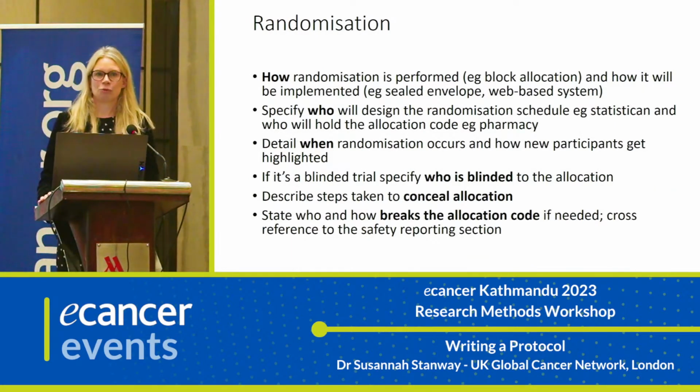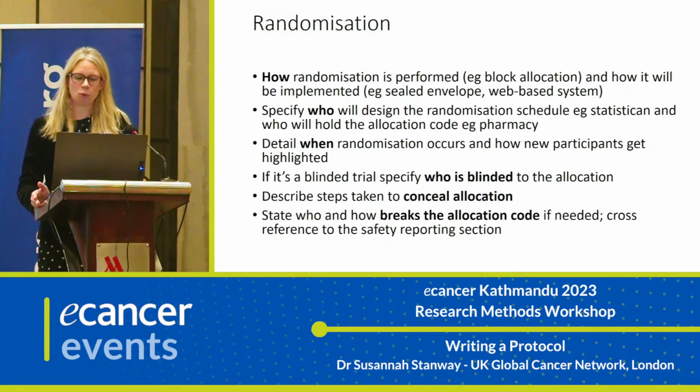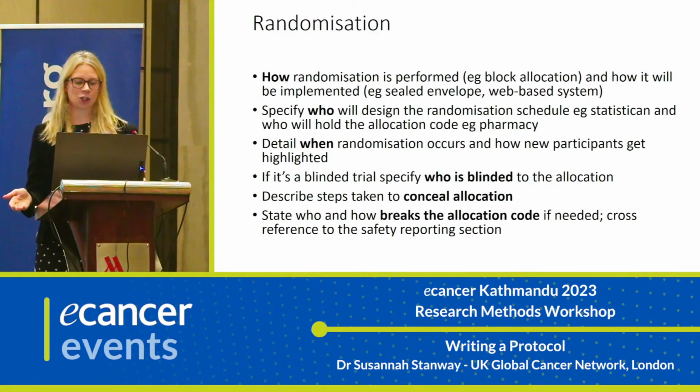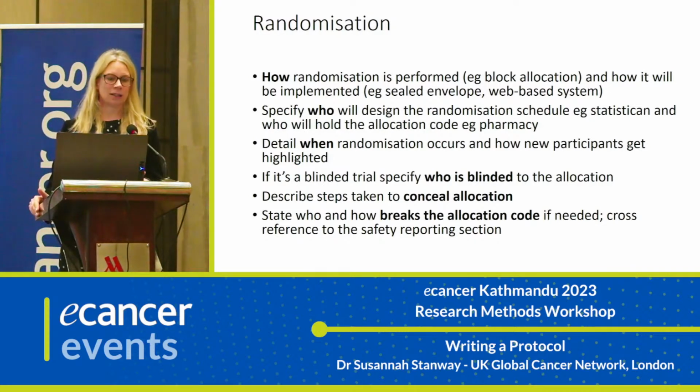Then there should be a section on randomization, if it's a randomized study, and how it's going to be performed. So there are 4 main ways of randomization, for example, stratification, minimization, block allocation, or simply tossing a coin, and how you're going to implement that. Who's going to design the randomization schedule, when randomization occurs, and how new participants might be highlighted. If it's a blinded trial, who is blinded to the allocation, and describe the steps to conceal allocation, and who and how an allocation code might be broken.